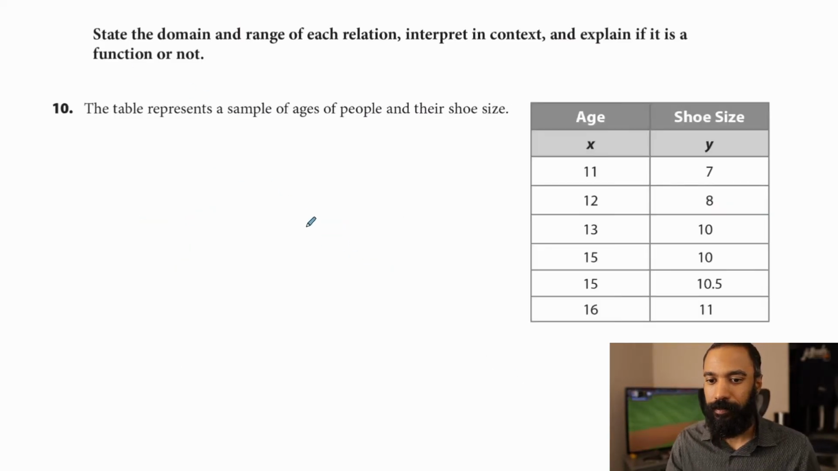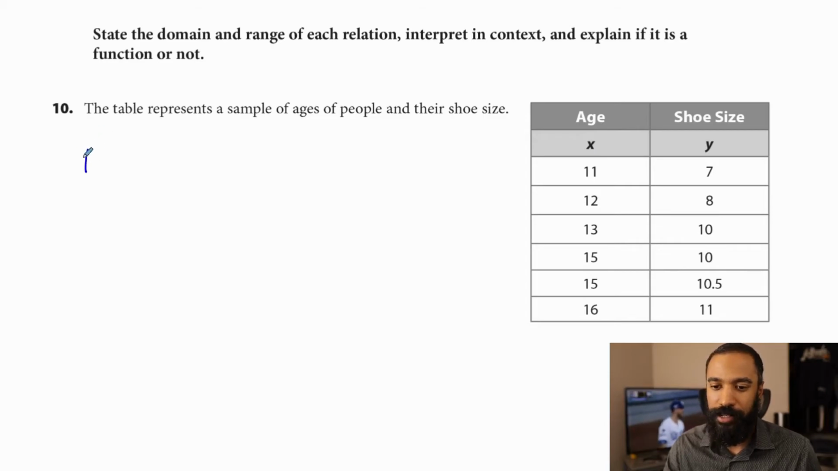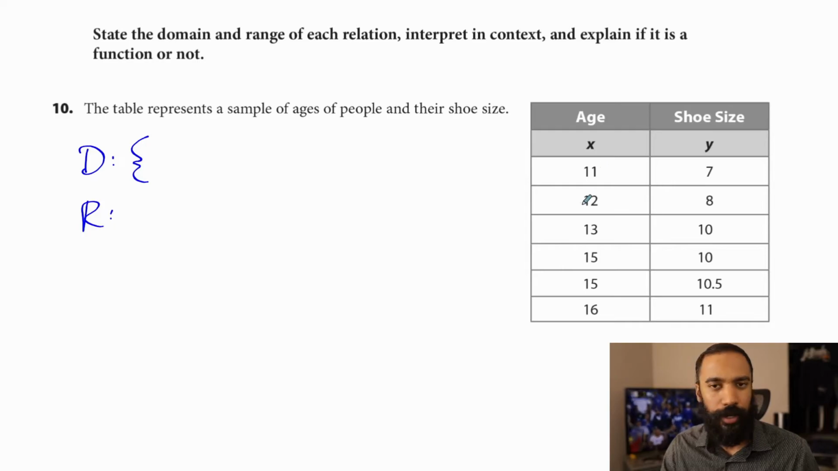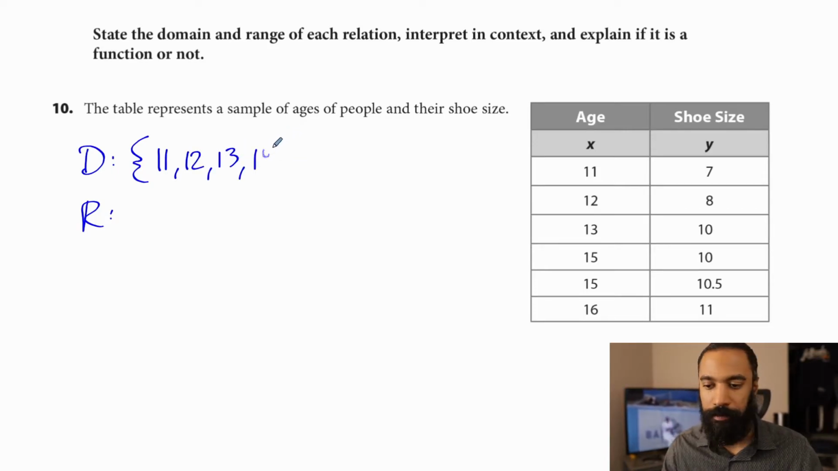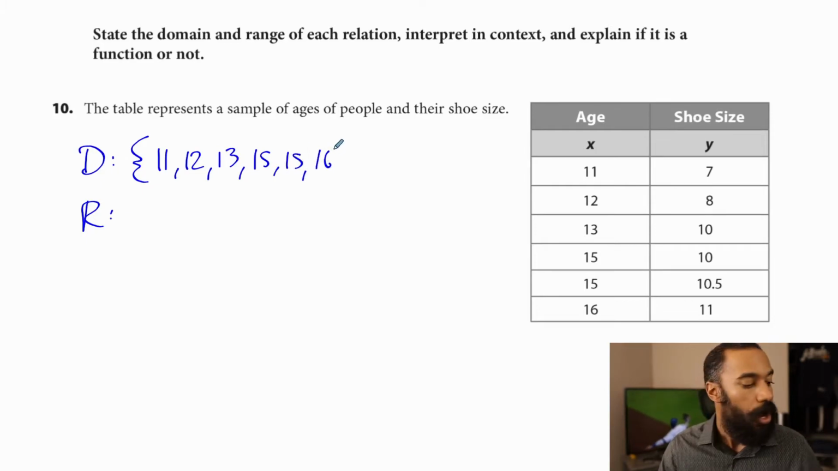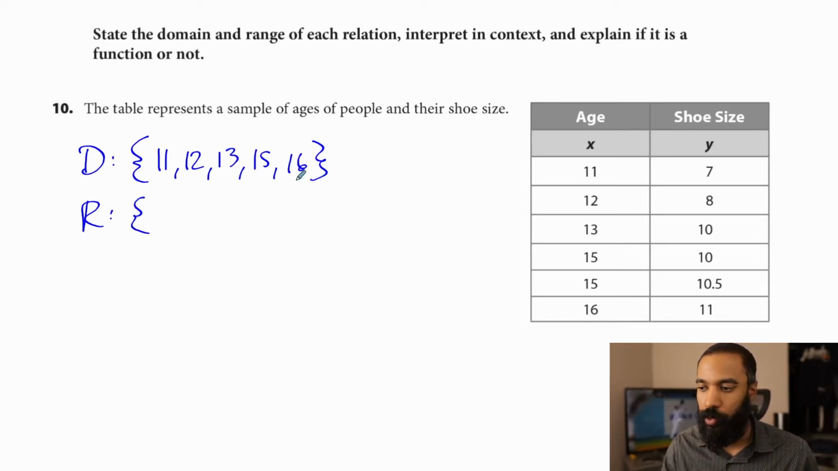Okay. Number 10, the table represents a sample of ages of people and their shoe size. Let's do domain and range. I'm gonna speed up on these now, if that's okay with you. I realize I chirp a little. 11, 12, 13, 14, 15, 16. I feel a lot more confident with this one being a discrete function. 15, 15, I just made a mistake. Can't talk while writing. I feel a lot more confident just writing these as discrete ones.